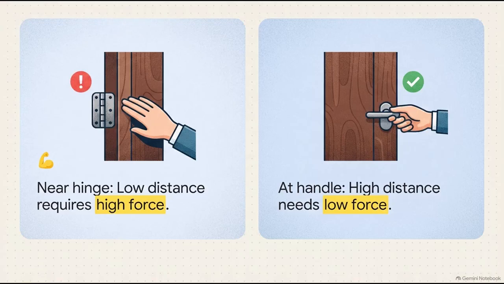And this right here is exactly why that door handle trick works. Think about it. If you push near the hinge, you have a very low distance, which means you have to apply a massive high force just to get enough moment to open the door. But if you apply a low force at a high distance, like out by the handle, it generates a large moment, making the rotation super easy. The distance is literally doing the heavy lifting for you.